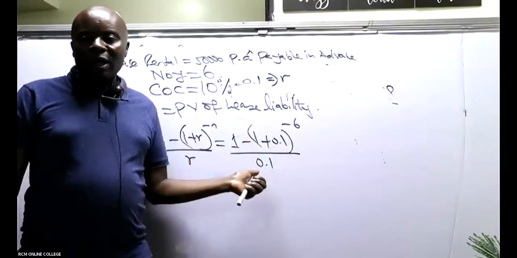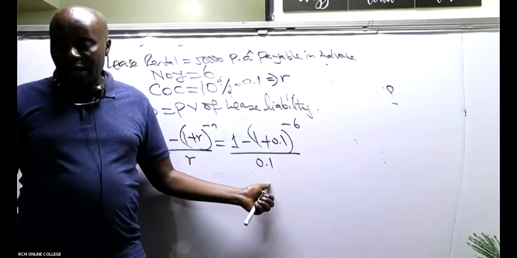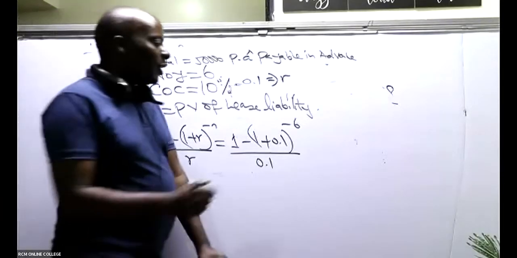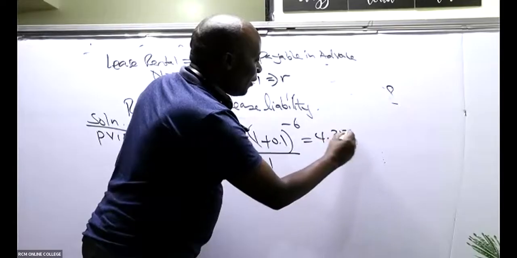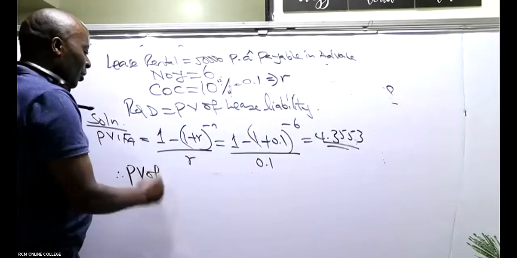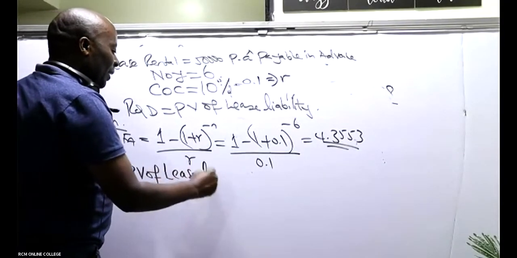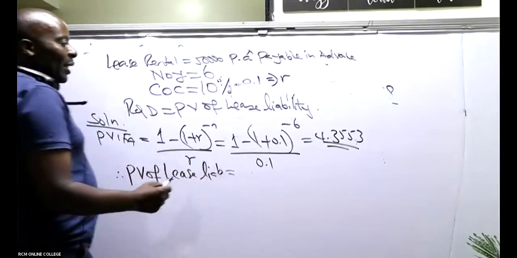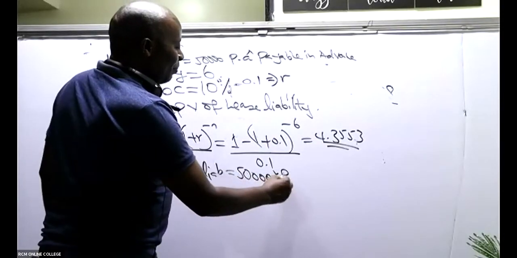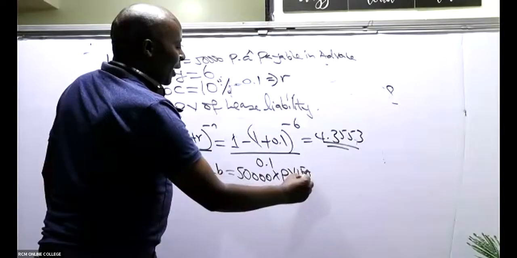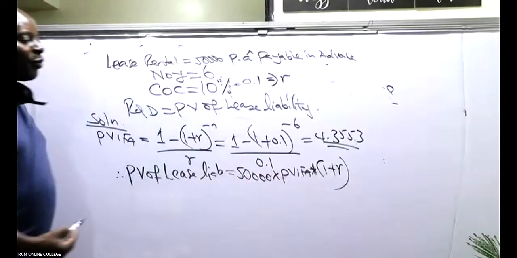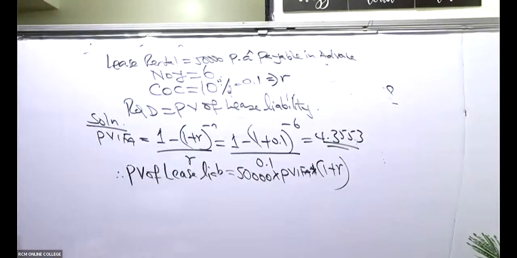After you say equals, you should come and say divided by what here? 0.1. What are we getting, somebody? We are getting 4.3553. And therefore, the present value of my lease liability will be this amount of 50,000, the annuity, times the PV-FA. Because in this case it's being paid in advance, we must include that 1 plus R.